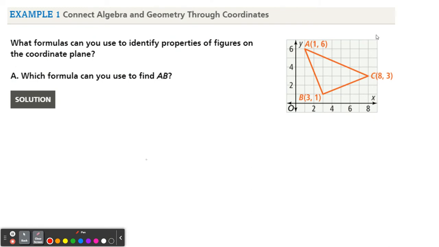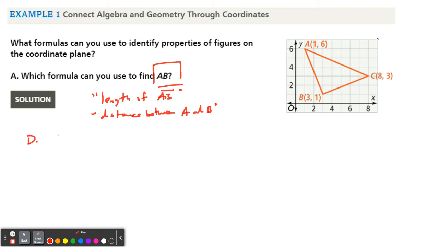Okay, so it says, what formulas can you use to identify properties of figures on the coordinate plane? So it says, what formula can you use to find AB? So that is the length. You could think of it as the length of segment AB, or you can think of it as the distance between A and B, right? Those are the 2 ways you can read that, which means if it's distance, you're going to use the distance formula. So what formula are we going to use? We're going to use the distance formula.